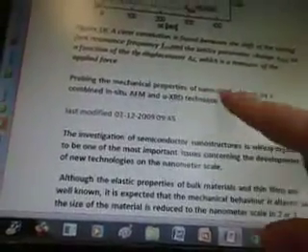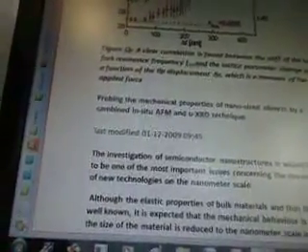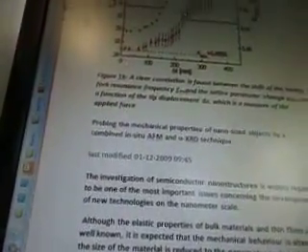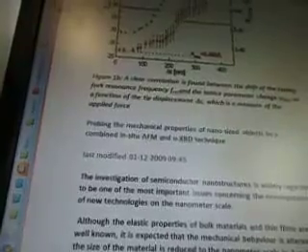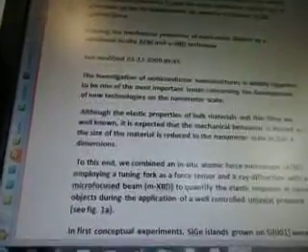So here's another quote from a PDF file again. Probing the mechanical properties of nano-sized objects by combined in-situ AFM and μ-XRD technique. From 2009. The investigation of semiconductor nanostructures is widely regarded to be one of the most important issues concerning the development of new technologies on the nanometer scale.